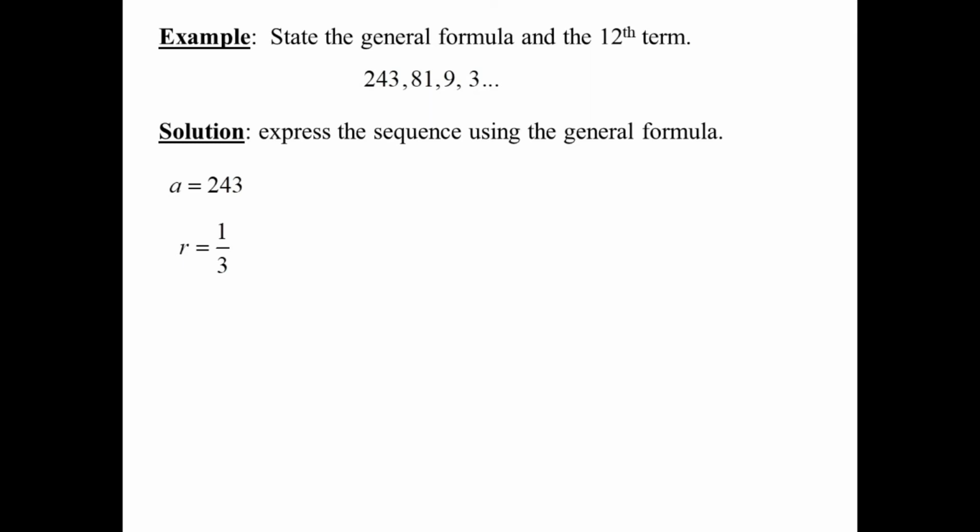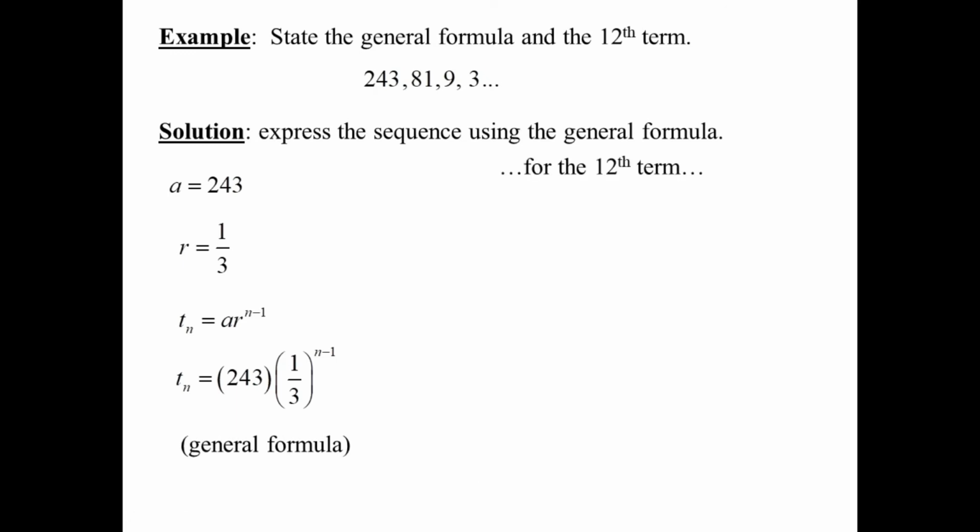Don't use decimals. There's our general formula, and plug those two in. And that is the general formula for this particular case. Please don't go 243 times a third. Again, this takes priority over the multiplication. So until you've used the exponent, you can't multiply yet. This is the general formula for this one.